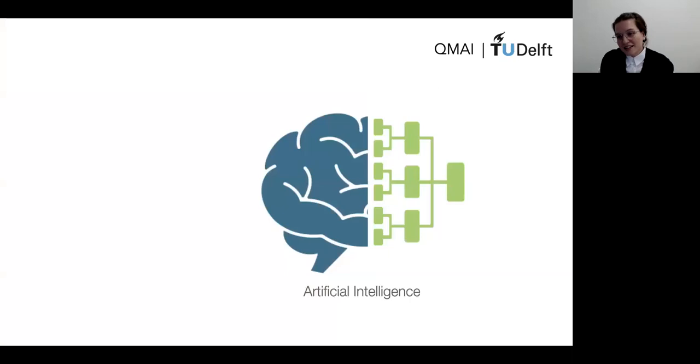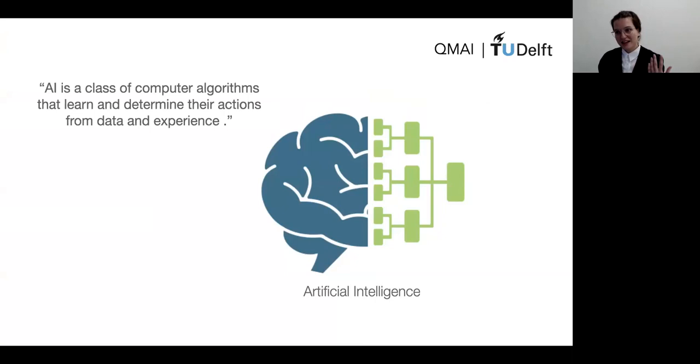Then there is the second topic that has been on a lot of people's mind lately, and that's artificial intelligence. So again, just like a pedestrian non-rigorous definition, so we kind of know in which context we are going to think for the rest of this talk, I would say that AI is a class of computer algorithms that learn and determine their action from data and experience. Oftentimes, when we think about AI, we think about a similar learning process as a human brain. And that's why we are giving it this fancy title, artificial intelligence. But when it really comes to it, it's just a different type of programming.